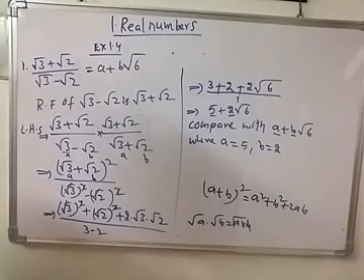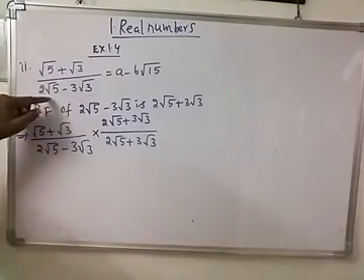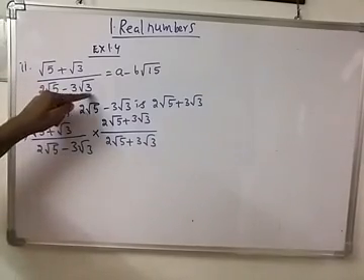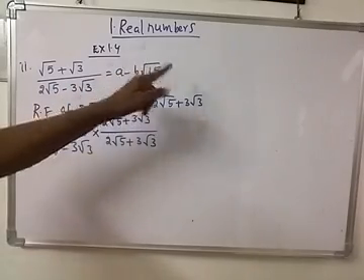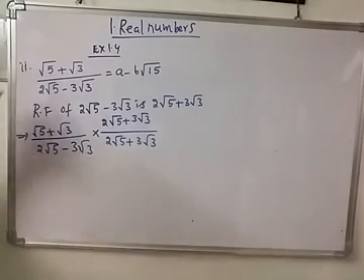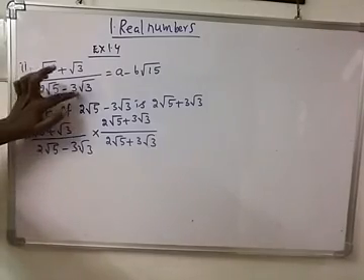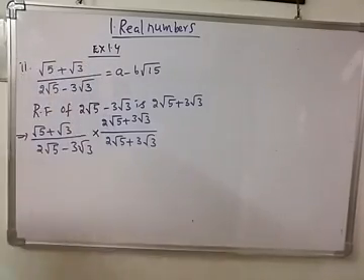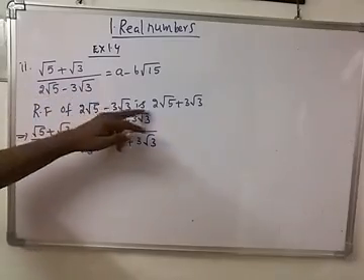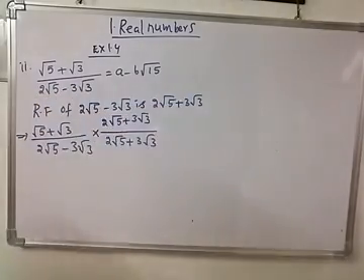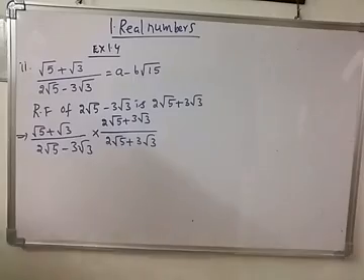Next problem. Now the second one is (square root 5 plus square root 3) by (2 square root 5 minus 3 square root 3) is equal to a minus b square root 15. First of all, what is the denominator? That is 2 square root 5 minus 3 square root 3. Now what is the rationalizing factor of 2 square root 5 minus 3 square root 3? It is 2 square root 5 plus 3 square root 3. We multiply the numerator and the denominator by it.